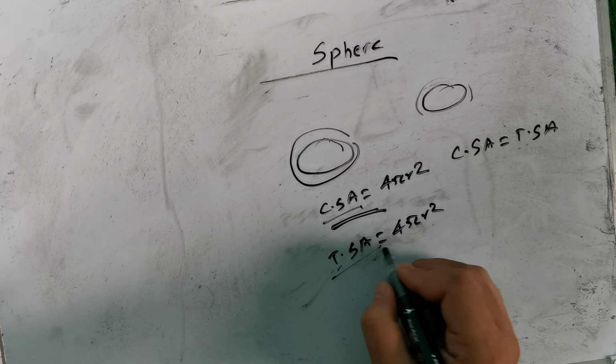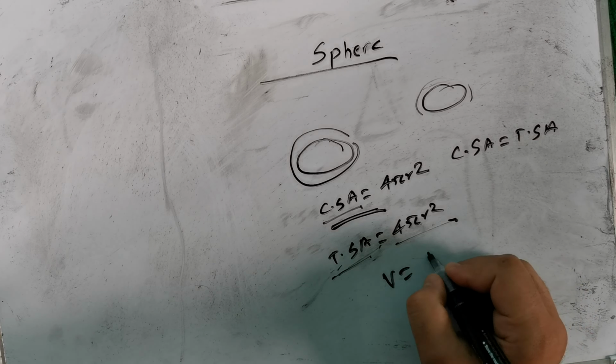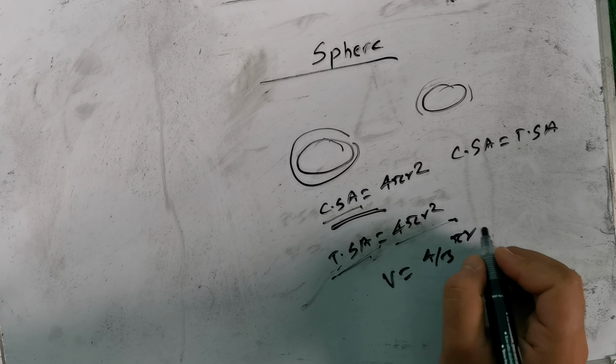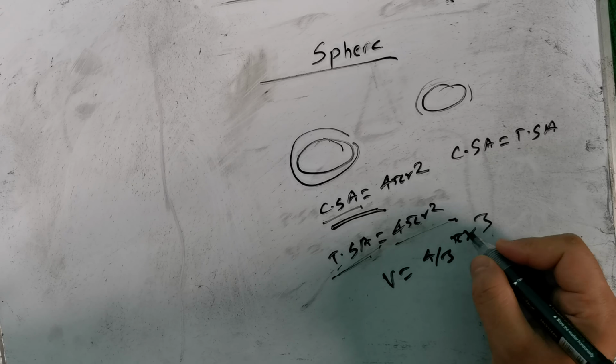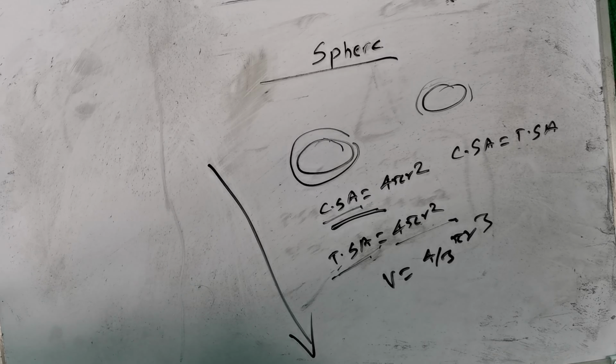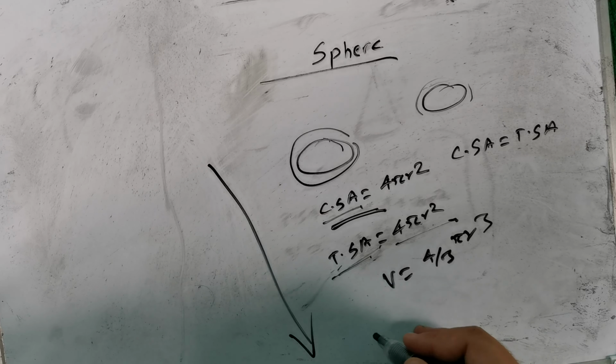And what is the volume of sphere? 4 by 3 pi r cube. It is also a long process, how it comes.